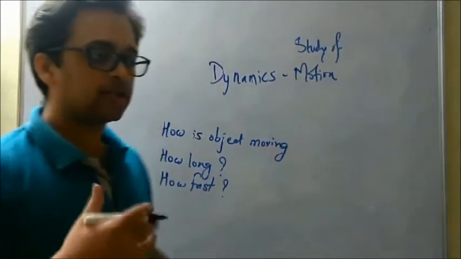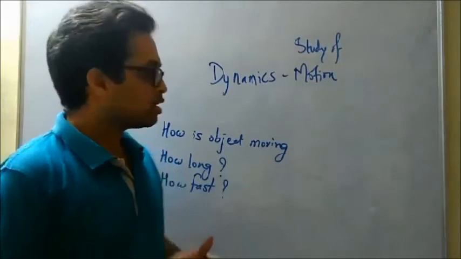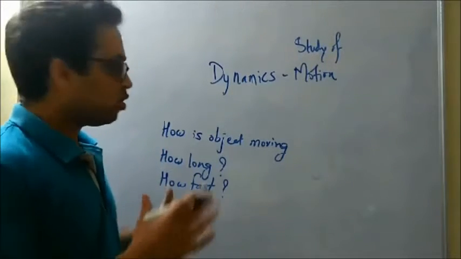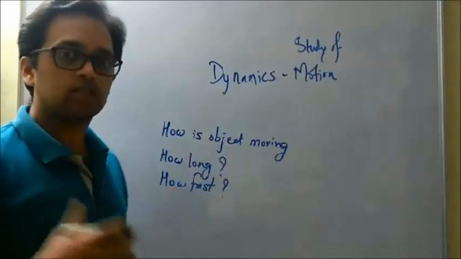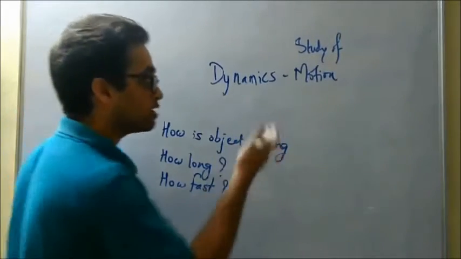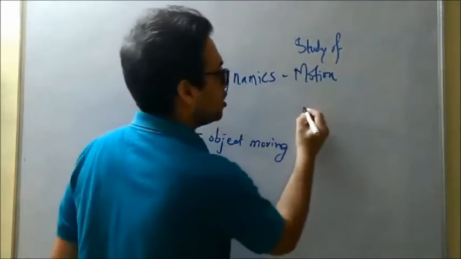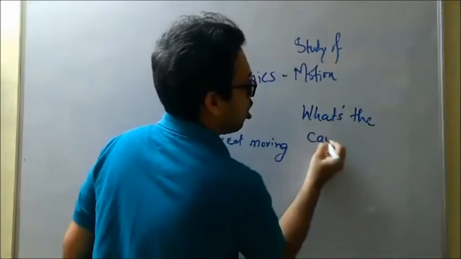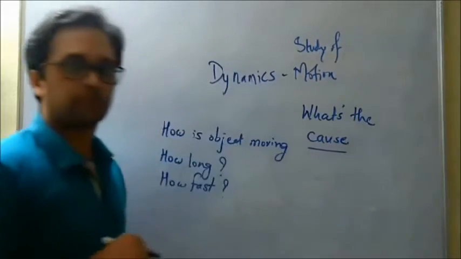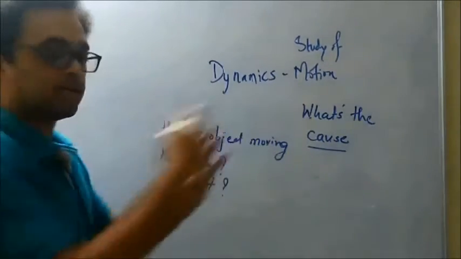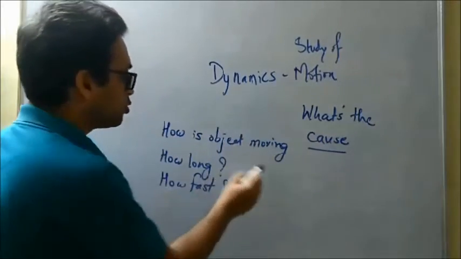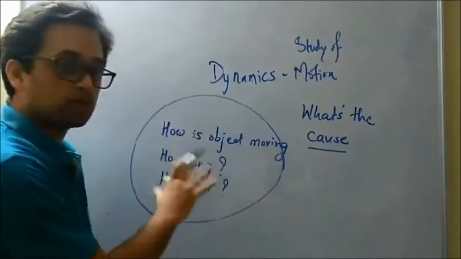Now if I start thinking a little bit deeper, some more questions come to my mind, and that is, okay, the object is moving, but what is it that is causing it to move? So what's the cause of motion? Now these two areas, the first area is called as kinematics. You study about the motion and the motion alone.